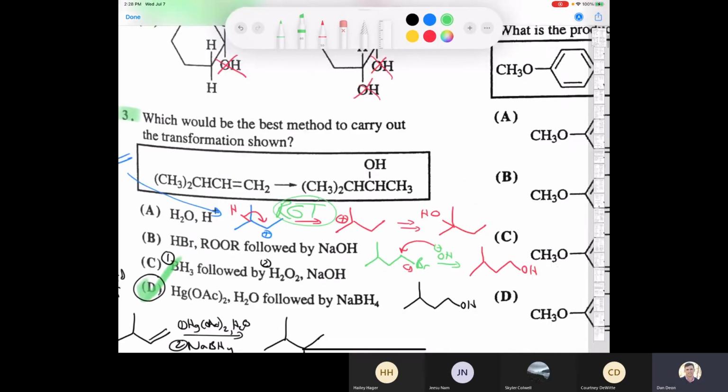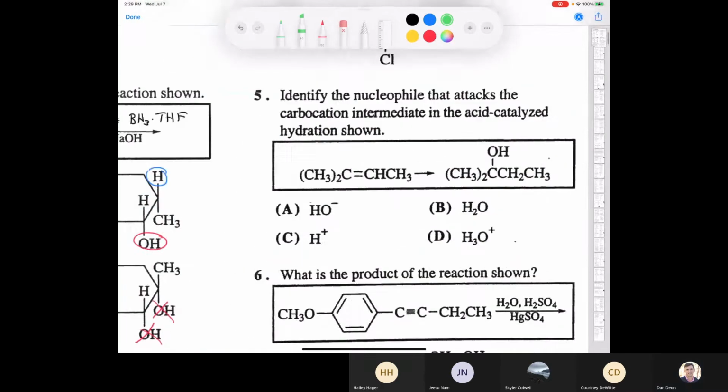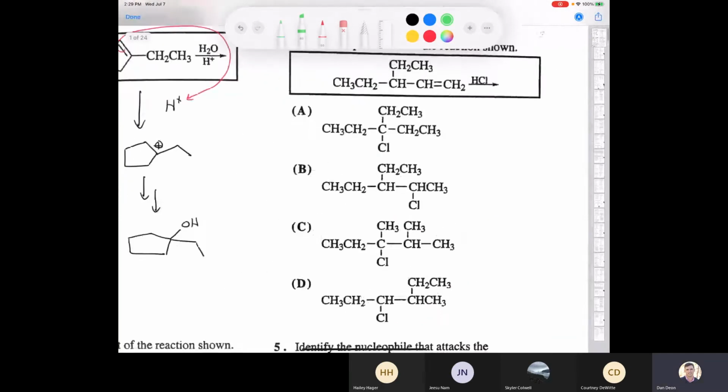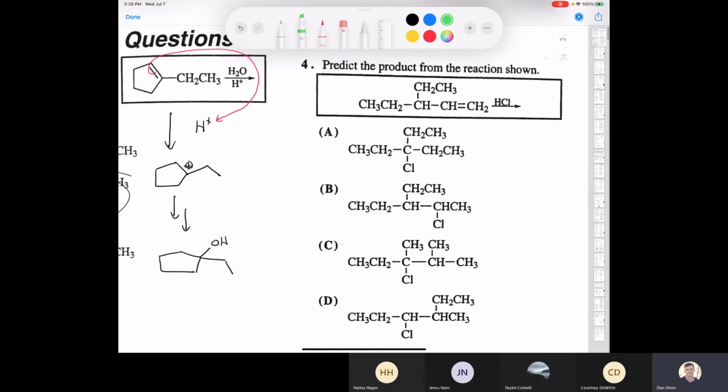Let's try question number 4. Where is it? Here it is. It says predict the product from the reaction shown here. So we're taking this compound, and the first thing we're going to do, since we have an unsymmetrical alkene, is add HCl to it. So this is going to be a Markovnikov addition.